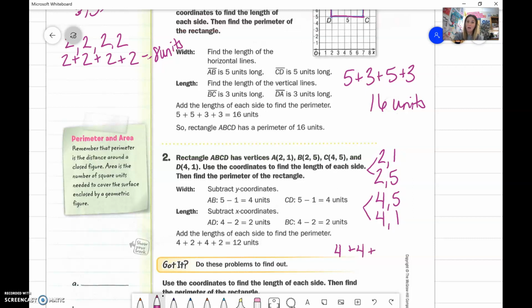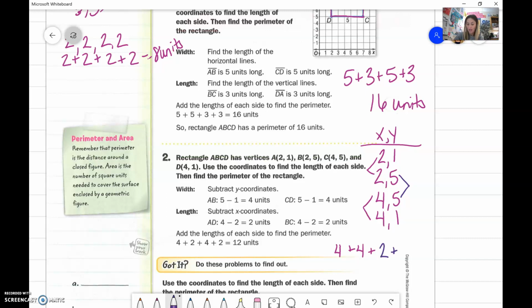Now I'm going to go look at my y-coordinates. Remember x, y. I'm going to look at my y-coordinates and see which ones are the same. I see that 5 and 5 are the same, which means I'm going to subtract my x-coordinates, 4 and 2. 4 minus 2 is 2.